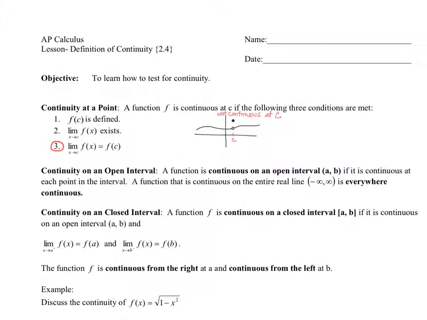All right, continuity on an open interval. A function is continuous on an open interval a to b if it's continuous at each point along the interval. A function that is continuous on the entire real line, negative infinity to infinity, is everywhere continuous. Right? Everywhere continuous, continuous everywhere means the same thing. On a closed interval, that's really addressing what we were talking about above. It's just basically saying that you're not limited to an infinite domain, right?